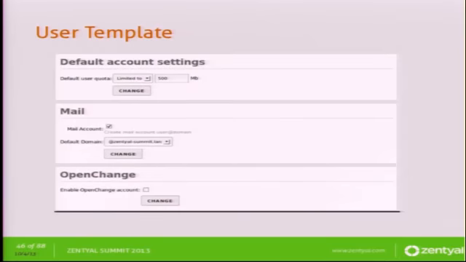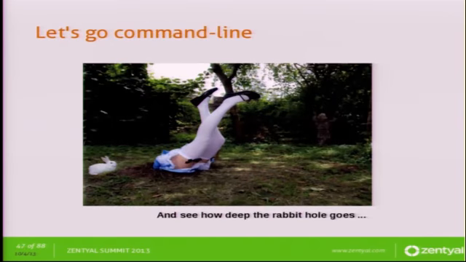Another thing is that, let's say, okay, but I have all of these users, I will have to do that each time. If you go to the user template, you have the ability to just enable the openchange account automatically whenever you add a user. So you avoid the pain of going to enable and select things. Okay, now let's go command line.